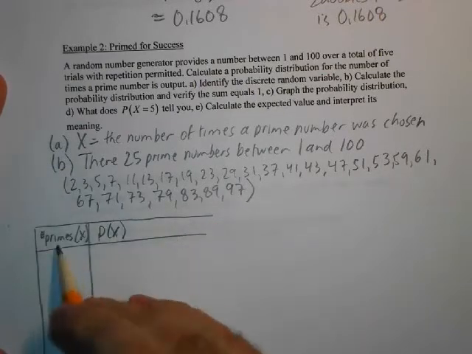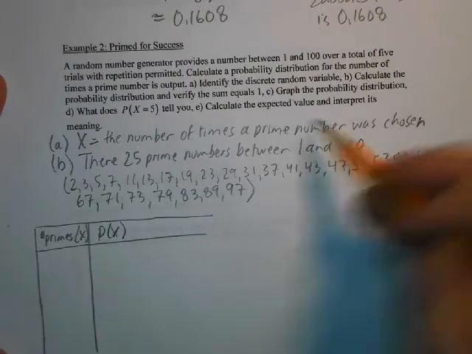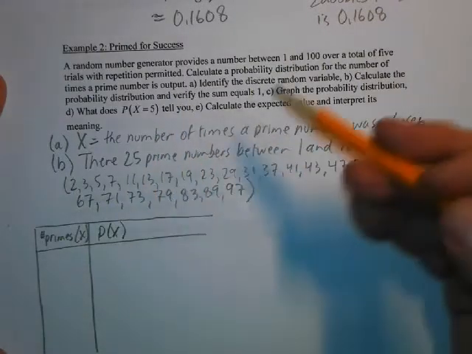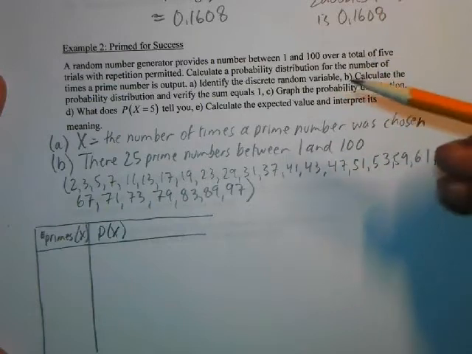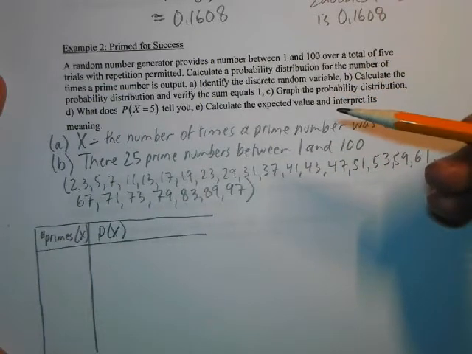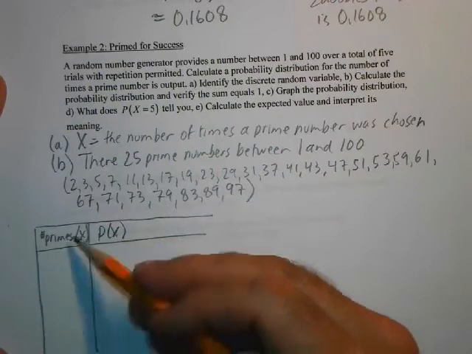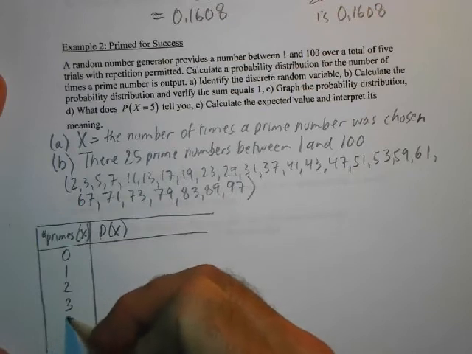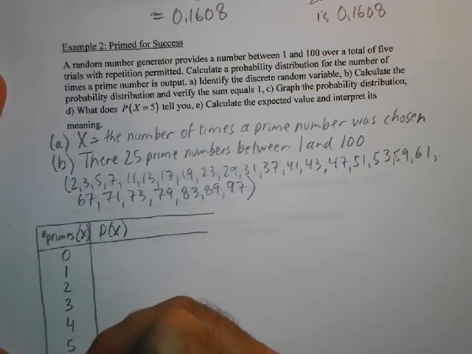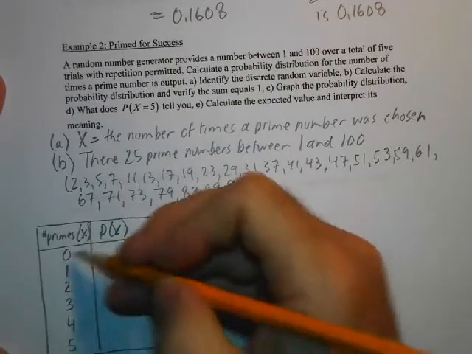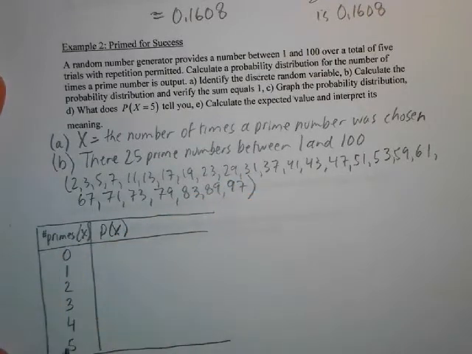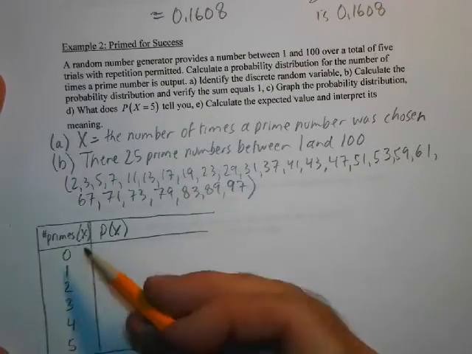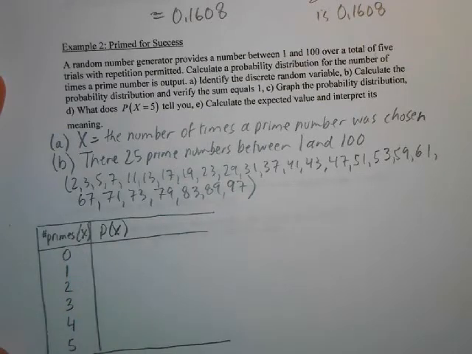So to start with, how many primes could we get if we ran this random number generator 5 times? Well, they could all be prime. So that's 5, or none of them could be prime, and that would be 0. Anything in between would be fair game, because you could pick anywhere from 0 to 5 prime numbers. You always have to include all the possible outcomes of this experiment. You could have from 0 to 5 prime numbers selected. And for each of these, we're going to calculate the probability of getting that number of primes.